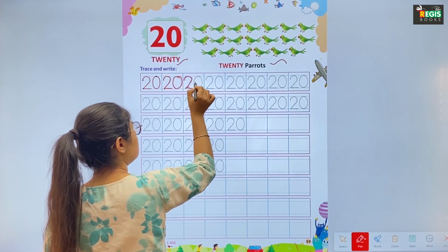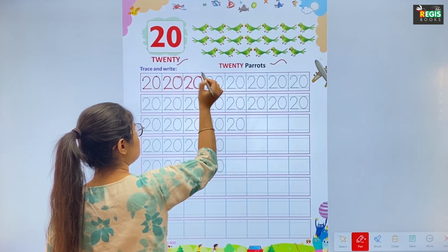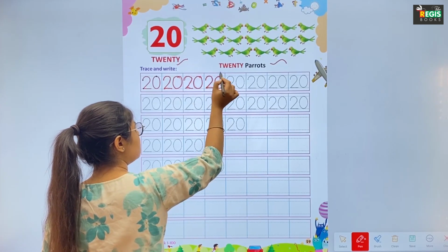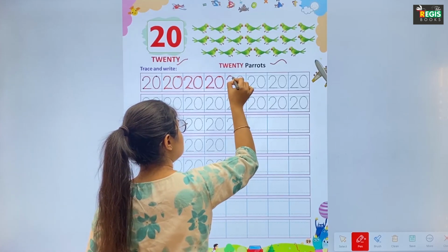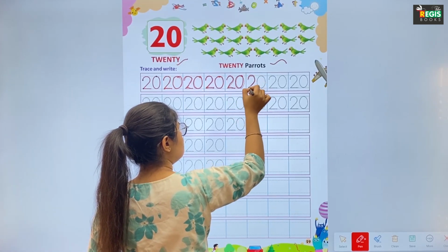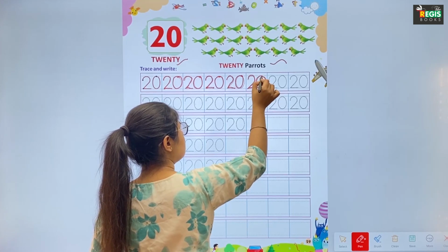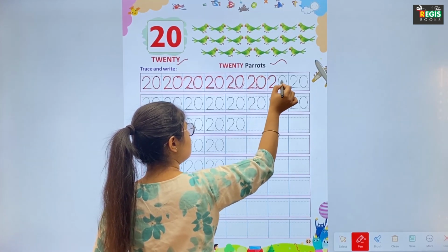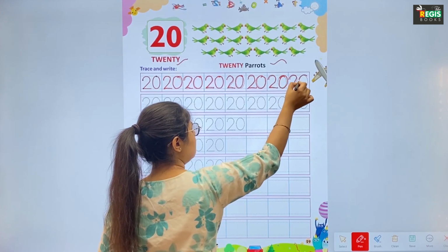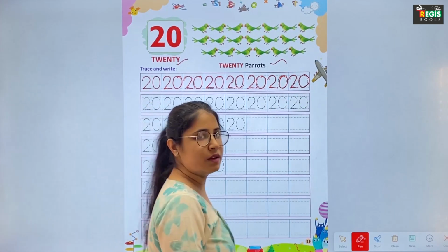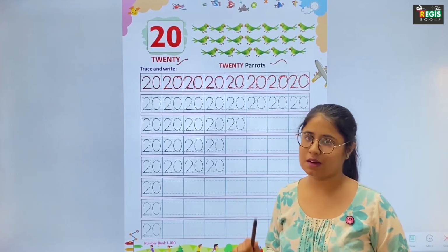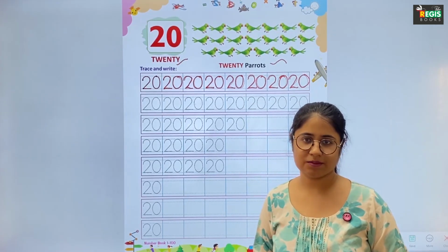2, 0, 20. So kids, similarly आप rest of the boxes में number 20 लिखकर उसकी प्रैक्टिस करोगे.